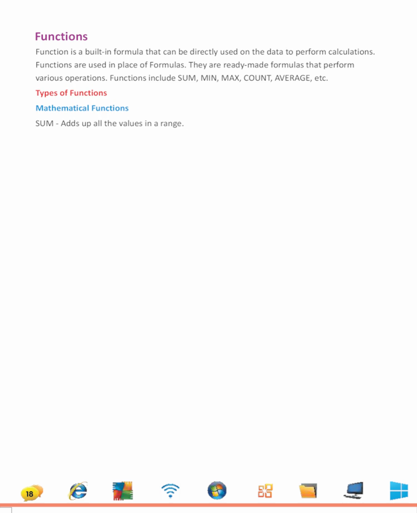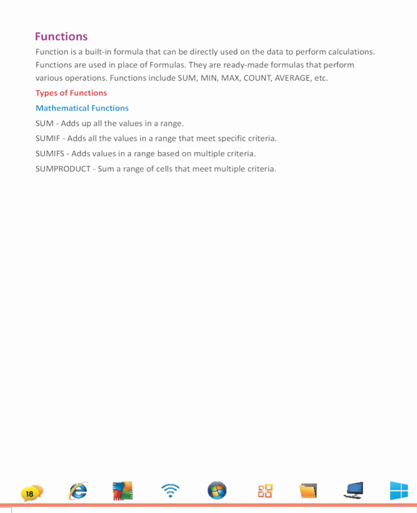Sum adds up all the values in a range. SUMIF adds all the values in a range that meet specific criteria. SUMIFS adds values in a range based on multiple criteria. SUMPRODUCT sums a range of cells that meet multiple criteria.